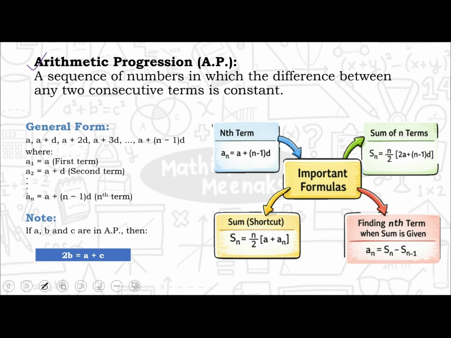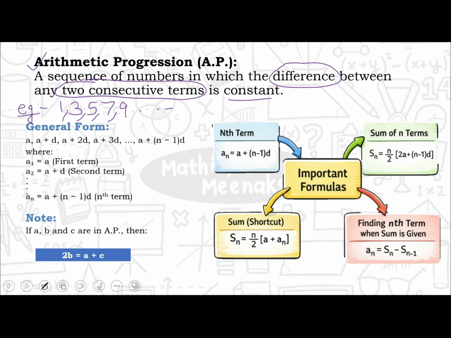First, we should know what is an AP: a sequence of numbers in which the difference between two consecutive terms is always the same. You can say it is constant. I will explain this with the help of a sequence of odd numbers. You can take 1, 3, 5, 7, 9, and so on. I'm writing "and so on" because a sequence never ends.